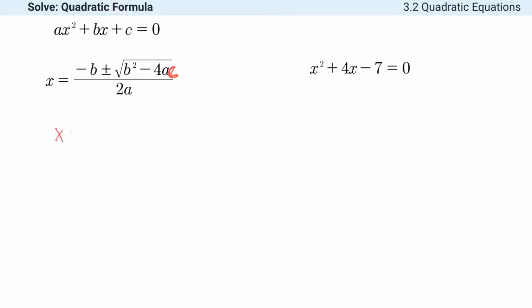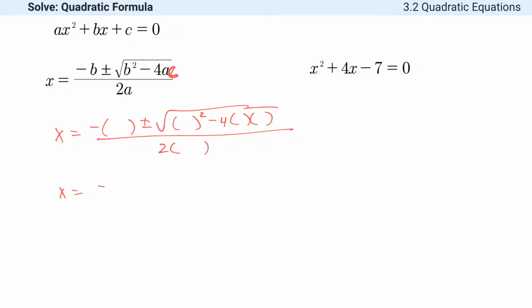Okay, hopefully you're back. So x is equal to minus b plus or minus the square root of b squared minus 4 times a times c, all over 2 times a. So let's see. B is a 4. A is a 1, and C is a negative 7. So this would be minus 4 plus or minus the square root of 16, minus 4 times that would be 28, so plus 28, all over 2. Or minus 4 plus or minus the square root of, if I add that, I think that's 44.